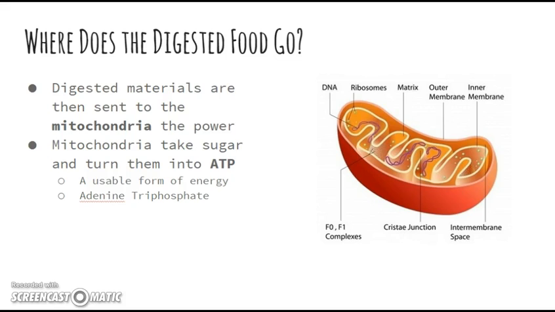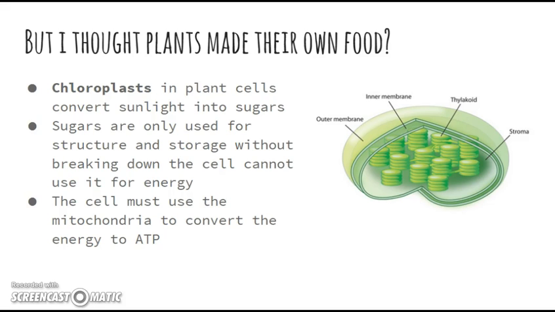And the way we convert it is we send those digested materials to the mitochondria, which is the powerhouse of the cell, basically. And the mitochondria take sugar and turn them into ATP. This is a useful form of energy, and it's also called adenine triphosphate. And once we transfer that into ATP, we're then going to be able to use that energy.